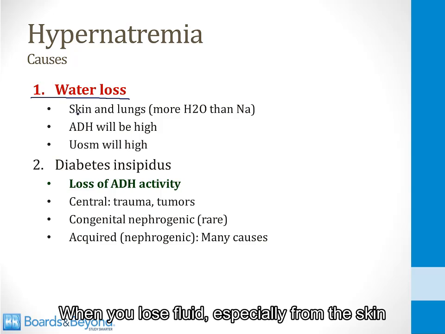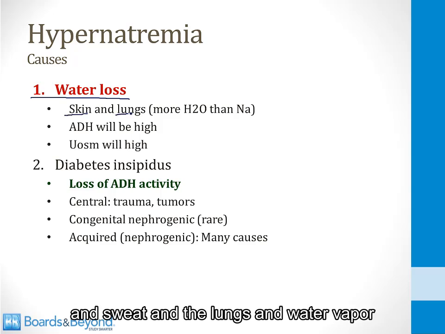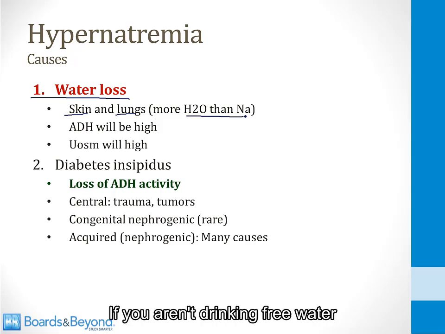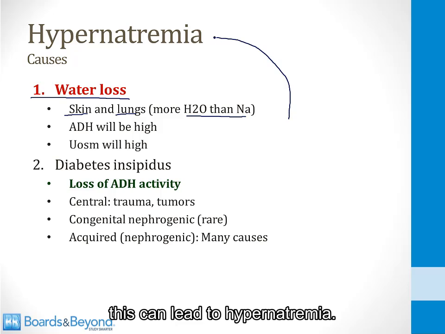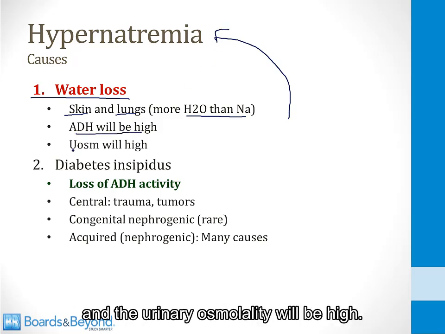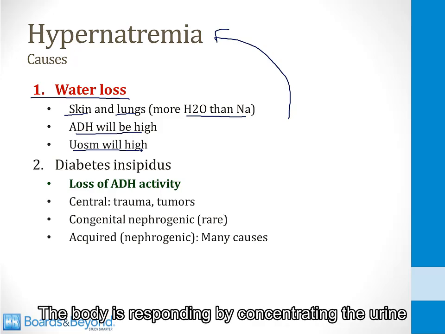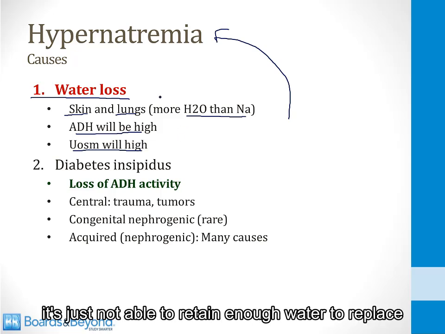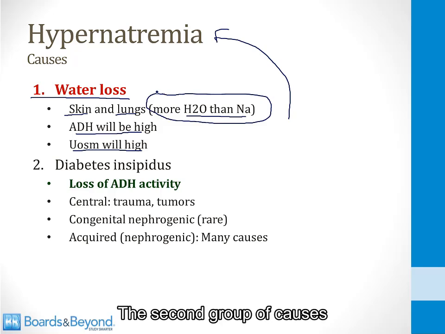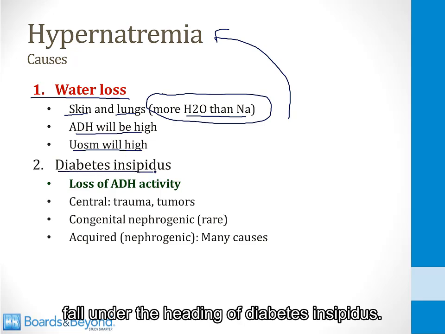When you lose fluid, especially from the skin in sweat and the lungs in water vapor, you lose much more water than sodium. If you aren't drinking free water, this can lead to hypernatremia. In this setting, the ADH level will be high and the urinary osmolality will be high. The body is responding by concentrating the urine and retaining free water. It's just not able to retain enough water to replace that which has been lost in the skin and in the lungs. The second group of causes fall under the heading of diabetes insipidus.